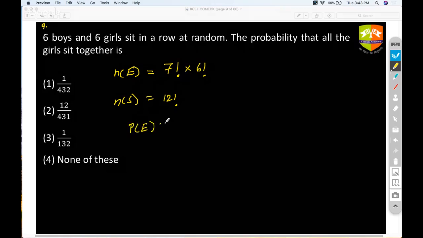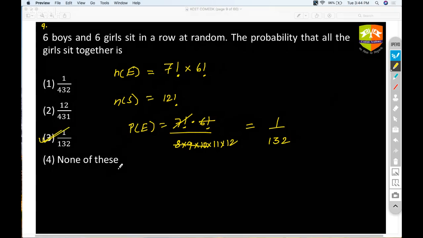So the probability would be nothing but 7 factorial times 6 factorial by 12 factorial. 12 factorial, let's write after 7 factorial, that's 8 into 9 into 10 into 11 into 12. And 7 factorial, let's cancel it off. 720 is the value of 6 factorial. So 720 would be obtained by the first 3 terms itself. So your answer will be 1 by 11 into 12. That's 1 by 132. That makes the third option as the right option.